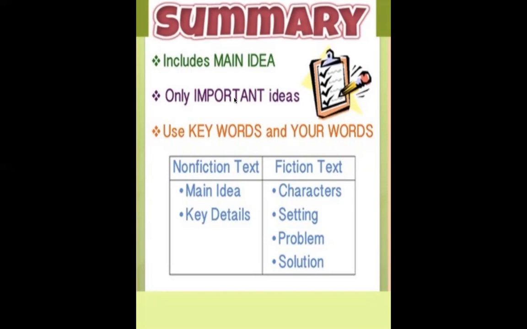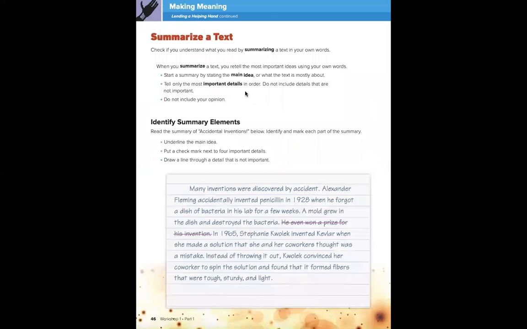When we're looking at a fiction text, or fiction means fake, we need to include the characters, setting, problem, and solution. So that's just something to keep in mind. When you're writing a summary about a nonfiction text, which is something that we're going to look at today, we're going to focus on the main idea, or what the story is mostly about, and we're going to focus on key details. So remember, key details support, they tell more, they give evidence to tell why the main idea is true.